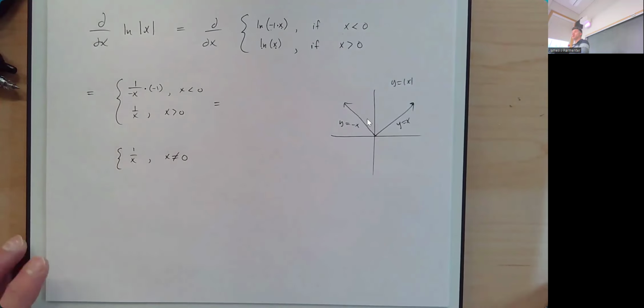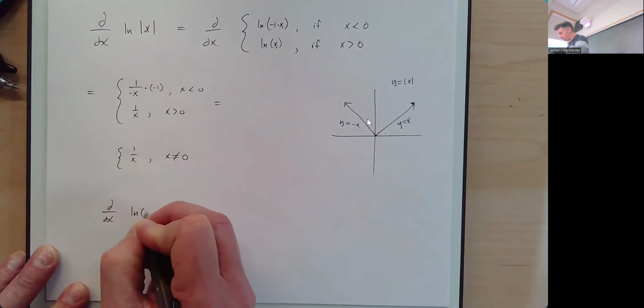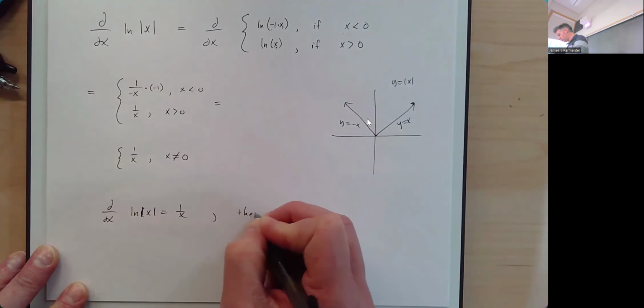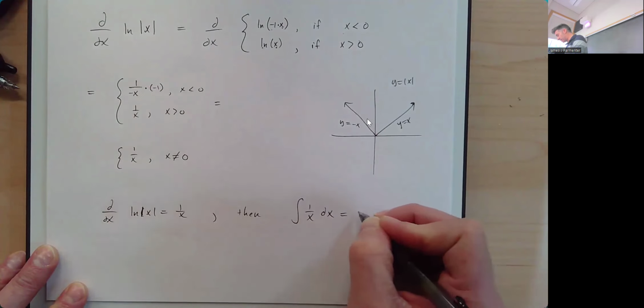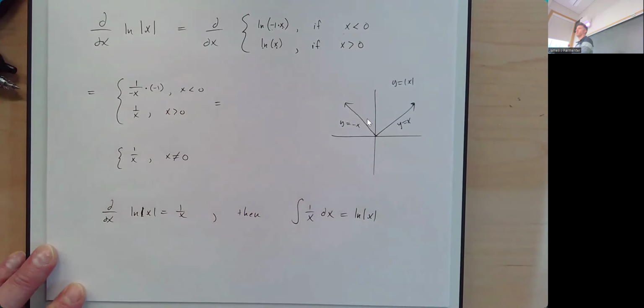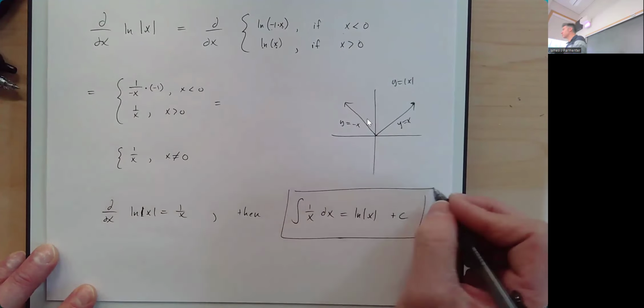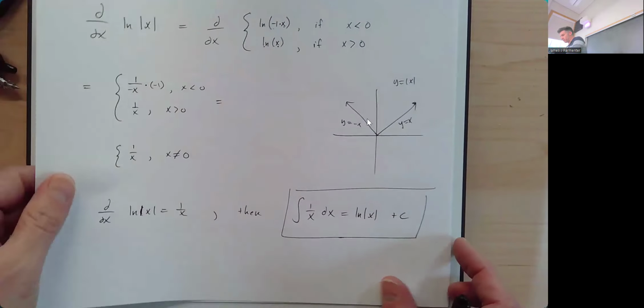So it really is the case that since the derivative of the natural log of the absolute value of x is equal to 1 over x, then it is true that the integral, or I should say antiderivative, of 1 over x is the natural log of the absolute value of x. And then we can tack on a plus c. Great. So now we know how to anti-differentiate any power of x. Let's look at some examples in the last 8 minutes here.